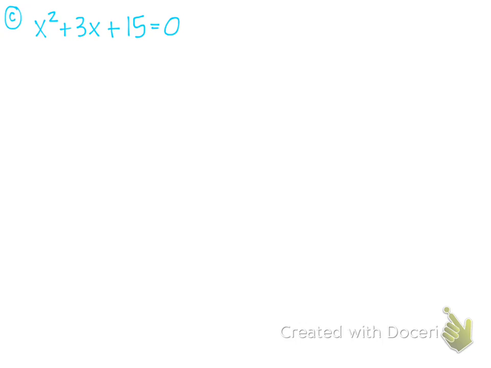Okay, so let's look at this example. First thing we got to do, move that constant term. So we got positive 15 over here, so we need to subtract it from both sides. So we have x squared plus 3x is equal to negative 15. Okay, got that taken care of.